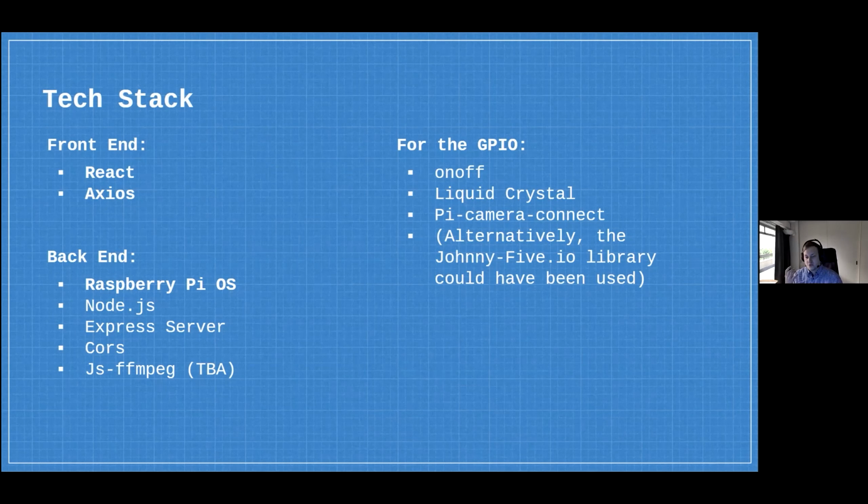Alternatively, I could have used the Johnny-Five IO library that Stefano talked about in his talk to access all of these things. I chose not to do this because, just for my own learning, I found it more important to go really step by step. So first step, just make an LED turn on. Second step, set up the LCD screen, and so on and so forth.